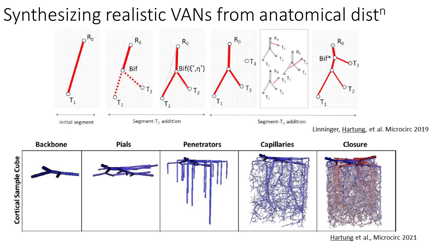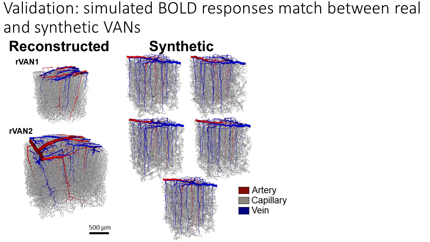Here's a brief summary of our vascular synthesis algorithm, which we have previously published. Our method is built on constrained constructive optimization that builds a vascular network stochastically by adding segments with pre-assigned geometrical properties until the desired CBV is reached. The final result, after all synthesis stages are complete, is a fully connected VAN ready for dynamical simulations that achieves the targeted statistical properties.